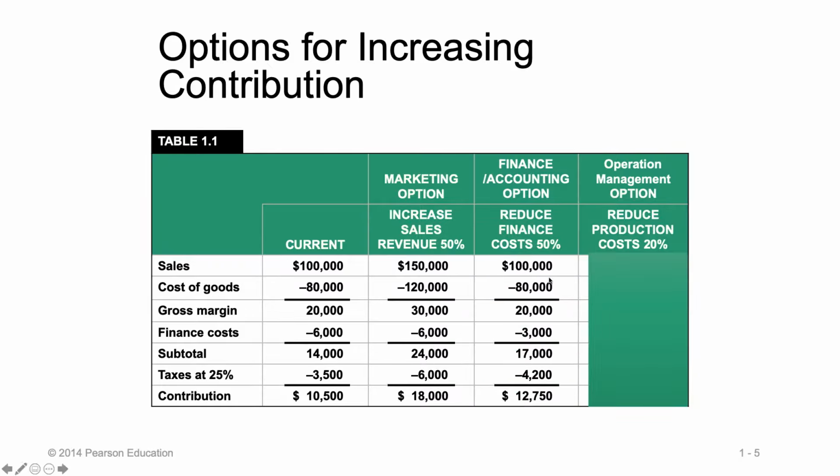So the second option, we have the same level of sales, but we're going to reduce the finance cost by 50%. Then we have the same cost of goods, the same gross margin, but here in the finance cost we reduce this by 50%. What does this represent? That maybe we need to make an adjustment with the bank and pay half of the loan, or we need to use liquid money for this. It is the only concern that I have for this option.